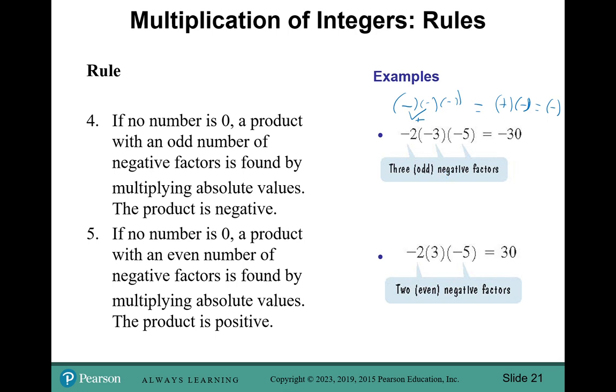If no number is 0, the product with an even number of negative factors is found by multiplying the absolute values. The product is positive. So here we only have 2 negatives. 2 is an even number, and therefore the end result is a positive number. Even if you had 4 negatives, so negative times a negative times a negative times a negative, that would still wind up being a positive here because it has enough to cancel each other out. Negative and a negative is a positive. Negative and a negative is a positive. Positive times positive is positive.